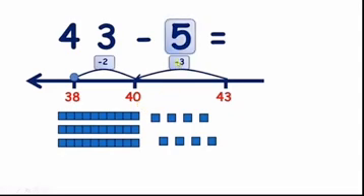So to recap, we subtracted the units from our 2-digit number, so here we subtracted 3, and then we subtracted 2 more, because 3 and 2 make 5. So if you subtract 3, then you subtract 2, you've subtracted 5. So 43 minus 5 is 38.